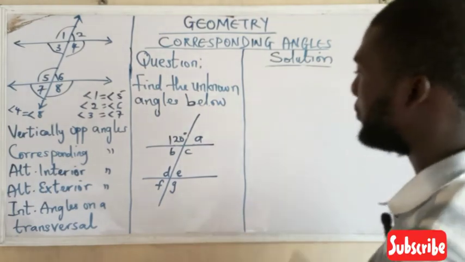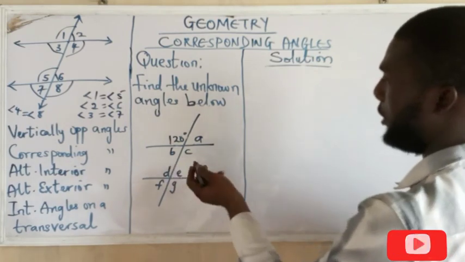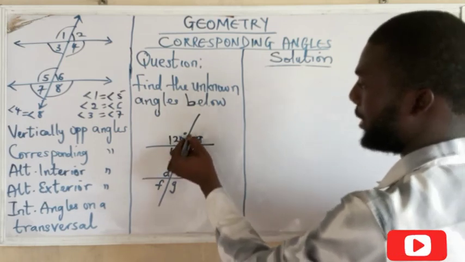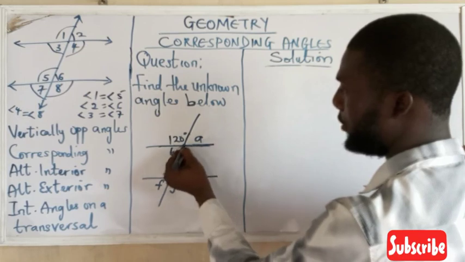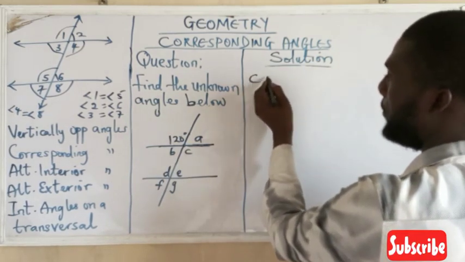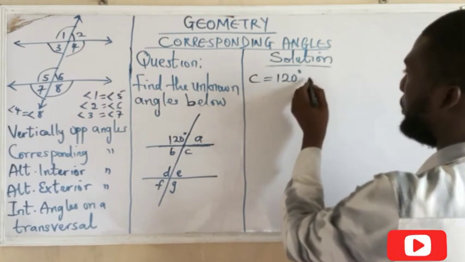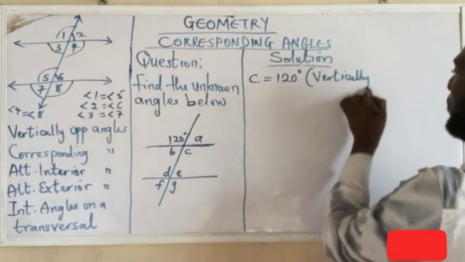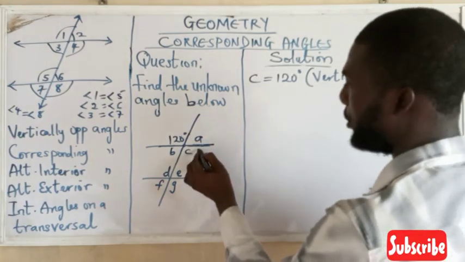Now let's look at this. As you can see, if I want to start, I can start by saying, at first, I can see that 120 degrees is vertically opposite. That is, it shares the same vertex with angle C. So I can start by saying C equals 120 degrees. Reason, vertically opposite angles.